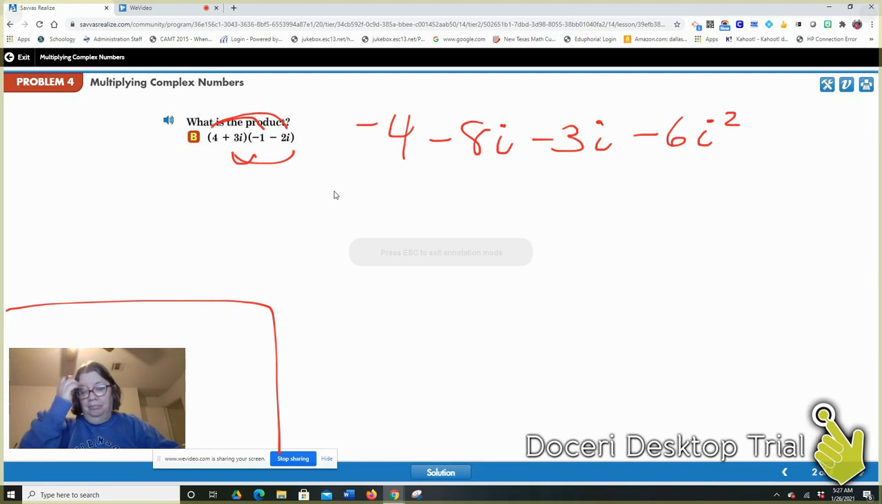Now, what can we combine? This, what is a very important thing? What's this very important thing? I squared is negative 1, which makes that positive 6.